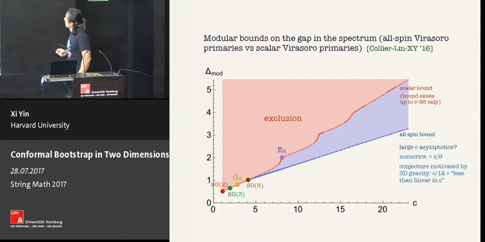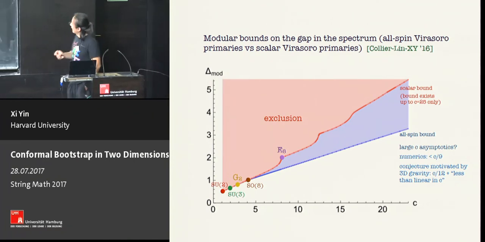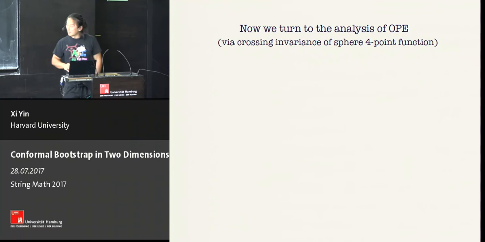A conjecture: as I said, the numerics suggest that this thing asymptotes to something that's less than c over 9, and a conjecture motivated by thinking about 3D gravity suggests that perhaps this thing was asymptotic to c over 12 plus something that grows less than linearly in c, but that's never been proven. Maybe someone can prove it, and even numerically it's hard to check that because we can't really go above c equals 200 or so. Okay. So that's a very simple example.